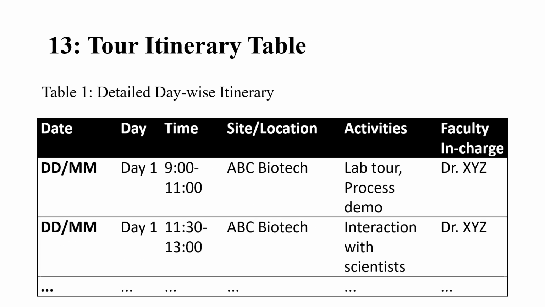Now let's look at the tour itinerary table. Here you have to give the details like when you were in that site, for how much time you were there, what kind of activities were performed, and who was the faculty in charge with you. Okay, so lab tours include activities like lab tour, process demo, interaction with the scientist or other employees over there in that site. Okay, so try to include this.